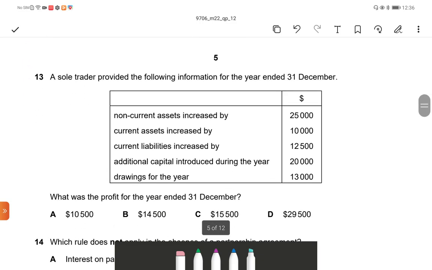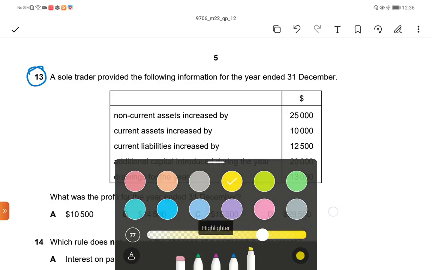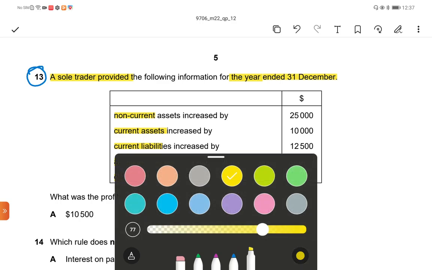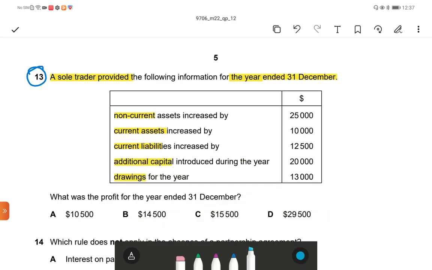Question number 13. A sole trader provided the following information for the year ended 31st December: non-current asset, current asset, non-current liability, additional capital, drawing. What is the question? The question is, what was the profit for the year?